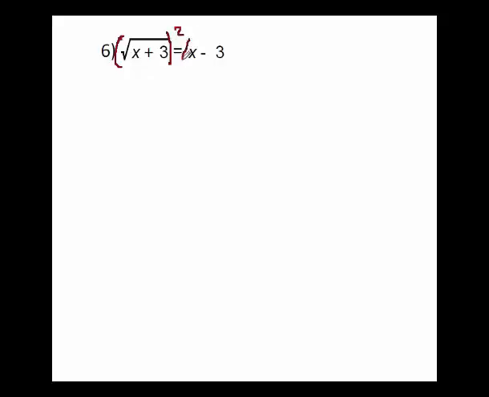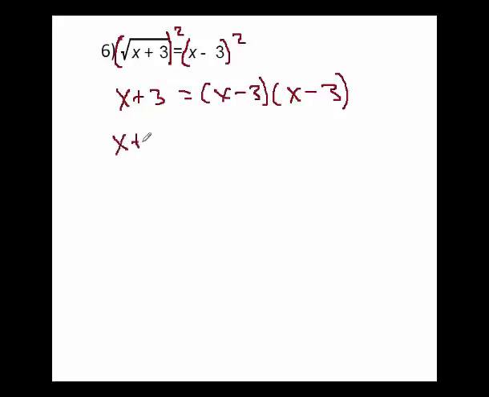Whatever you do to one side, you do to the other. So now we've got the square root of x plus 3 squared, which is just plain old x plus 3, equals x minus 3 squared, which means x minus 3 times x minus 3. This is going to be a quadratic equation because you have to multiply it out. No way you can solve this off the bat. You've got to multiply the x minus 3 out and then set the whole thing equal to 0 and work on it that way. So do the FOIL.